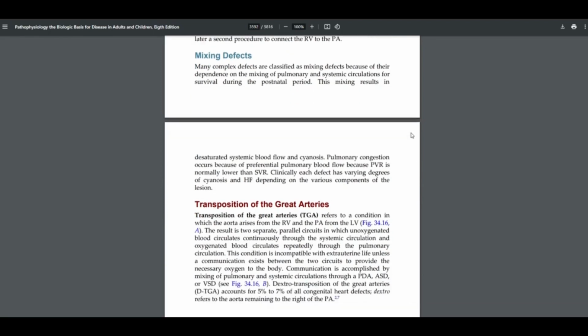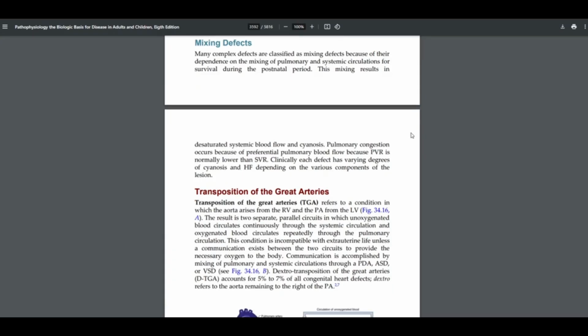Mixing defects. Many complex defects are classified as mixing defects because of their dependence on the mixing of pulmonary and systemic circulations for survival during the postnatal period. This mixing results in desaturated systemic blood flow and cyanosis. Pulmonary congestion occurs because of the preferential pulmonary blood flow, because PVR is normally lower than SVR.